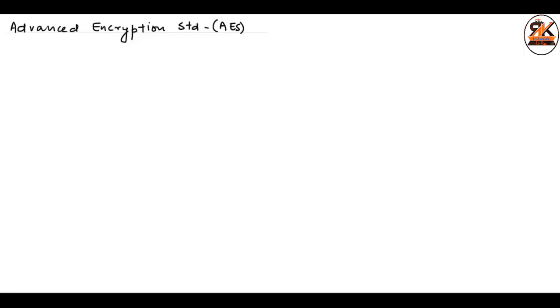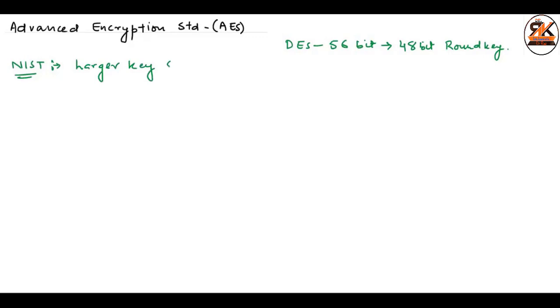In DES, we had a 56-bit key, and out of these 56 bits, we were using only 48 bits as the round key. DES has some weaknesses and it was susceptible to some attacks. So that's why NIST wanted another standard. NIST is the National Institute of Standards and Technology. They wanted a standard with a larger key space.